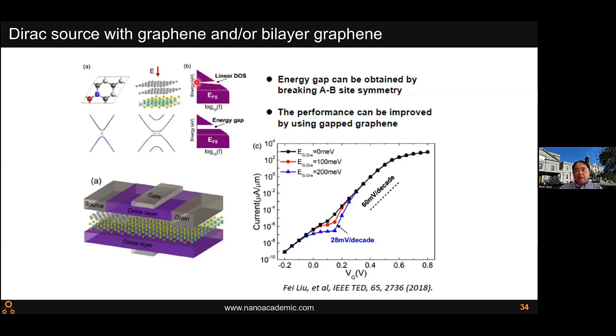So that can actually help you reduce current. If your energy goes up, this cuts off the hot electrons. If you have a double layer graphene, you actually produce a band gap in the graphene, and then there is no hot electron. It really cuts off this Fermi distribution. So if you do that and do the modeling, you find that your 16 millivolt per decade becomes 28 millivolt per decade. So this is very exciting.